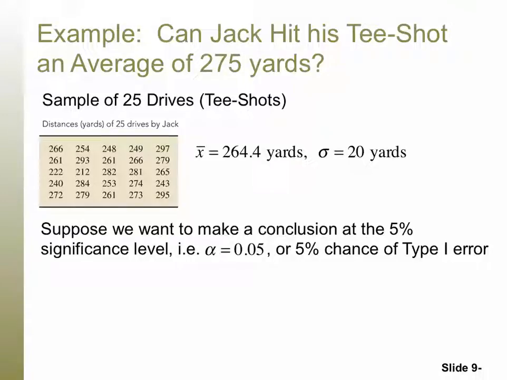All right, so let's talk about, can Jack hit his tee shot an average of 275 yards? Jack is claiming to his friend, I hit the ball on average 275 yards, my tee shots. He hits 25 drives and gets a sample mean of 264 and a population standard deviation of 20. Okay, so first let's set up the test. What is the null hypothesis?